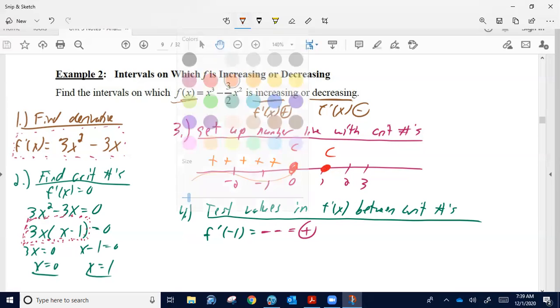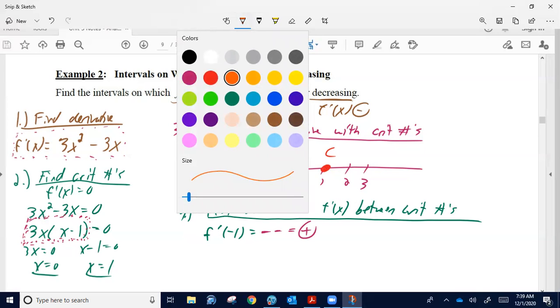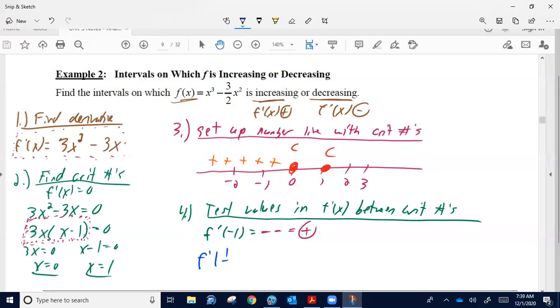Pick something between 0 and 1. So maybe 1/2. If I plug 1/2 into 3x, 3 times 1/2 is a positive number. But 1/2 minus 1, again, I'm plugging into this 3x, x minus 1 bit over here, just one piece at a time, because that's easy to find positives and negatives. 1/2 minus 1 is a negative number. A positive times a negative is a negative. So that means between 0 and 1, it's a negative.